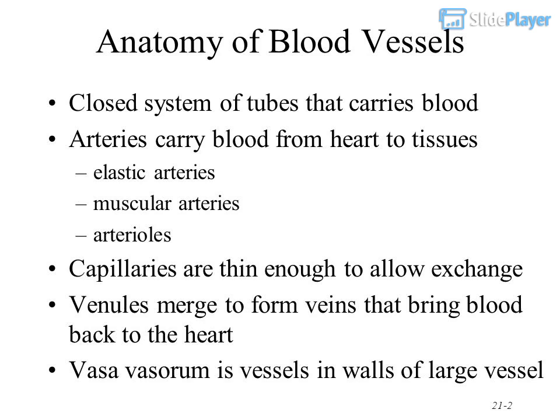Arteries carry blood from the heart to tissues: elastic arteries, muscular arteries, and arterioles. Capillaries are thin enough to allow exchange. Venules merge to form veins that bring blood back to the heart. Vasa vasorum are vessels in the walls of large vessels.